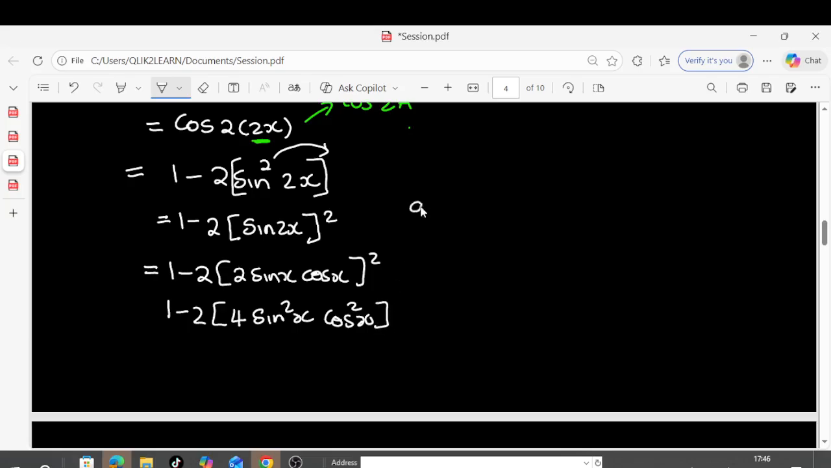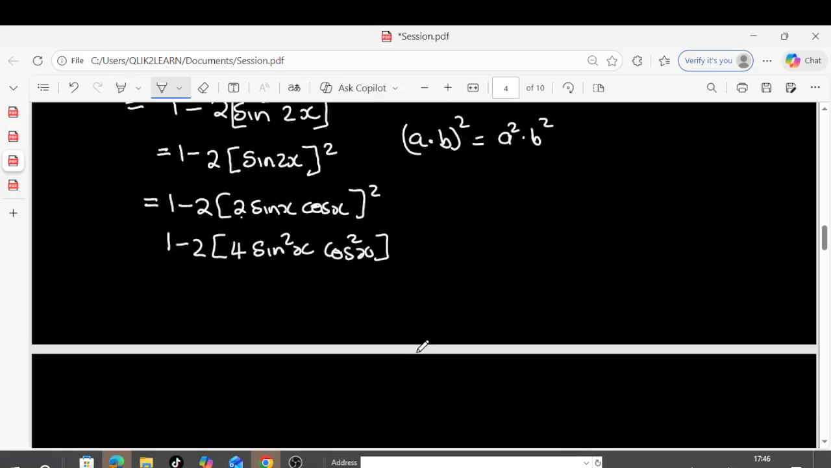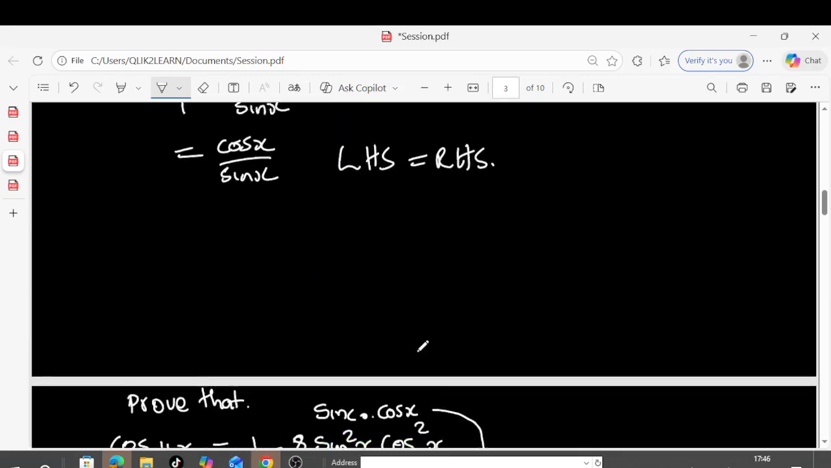Because if I have a b squared, I need to multiply everything inside by the square. So that's why everything inside the bracket is to the power 2. I hope everyone is happy with that. So far so good? We already have the answer.